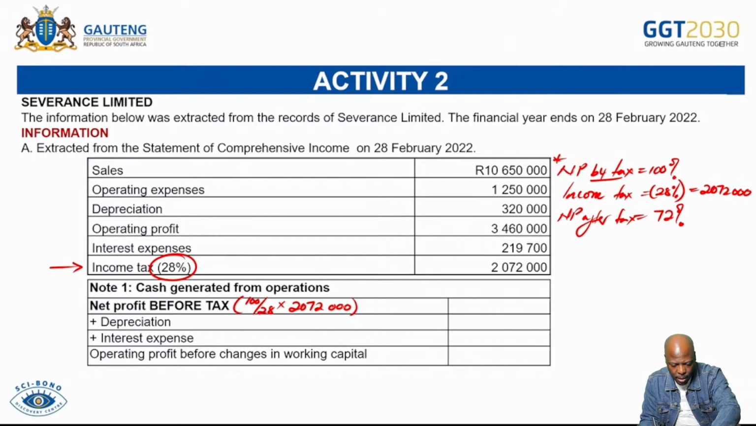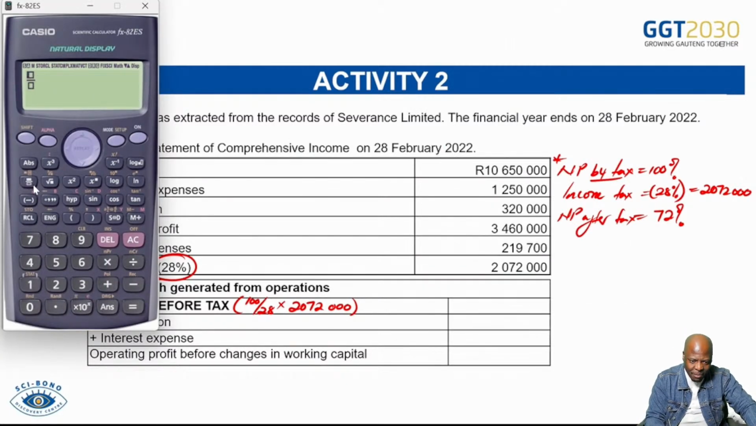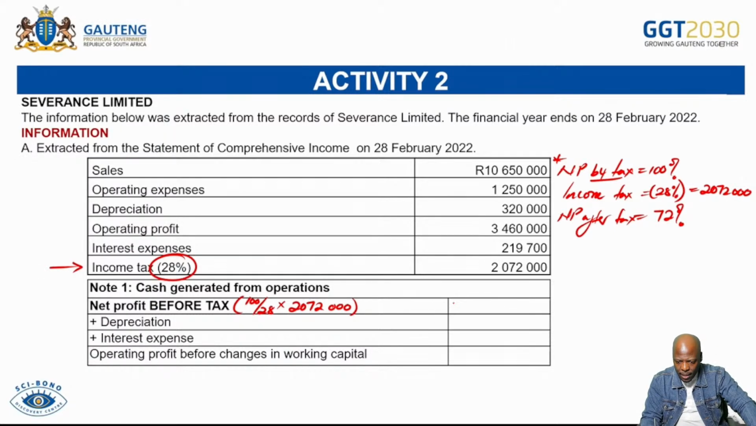And then come to my adding machine. It is 100 over 28. I multiply that by 2,072,000. That is going to give me 7.4 million. Net profit before tax, 7.4 million.